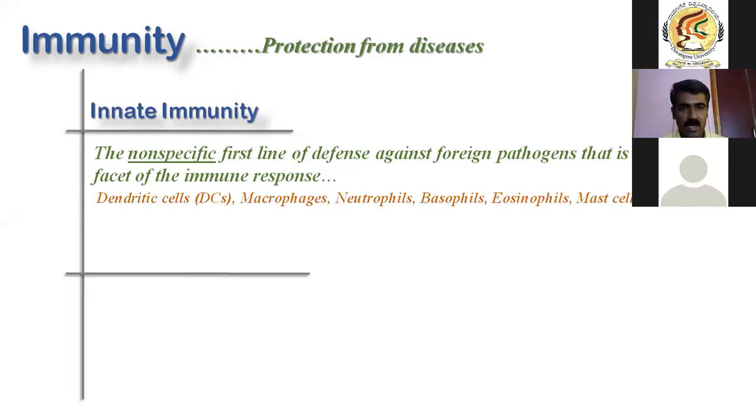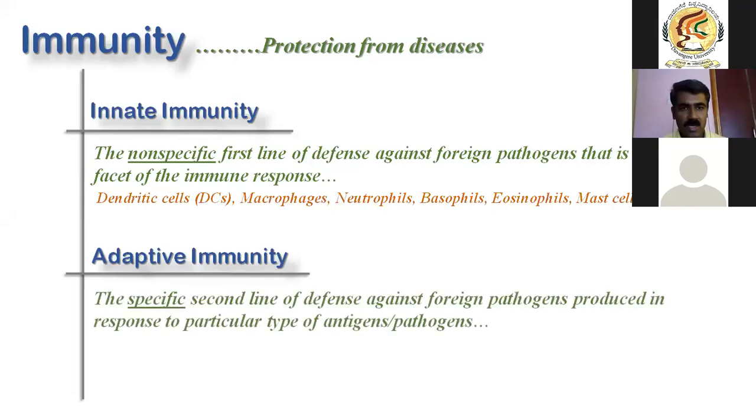But cell-wise, the dendritic cells and macrophages originate from the myeloid progenitor cells. So they play an important role in executing innate immunity. And next is the adaptive immunity. As we all know, it is a highly specific second line of defense. In fact, some people call it the third line of defense also.